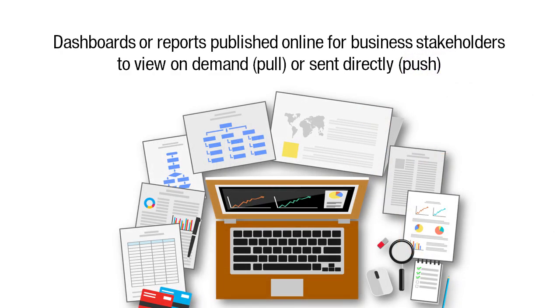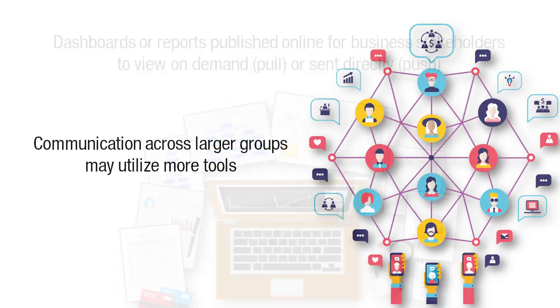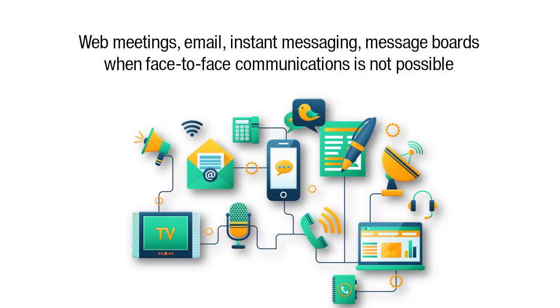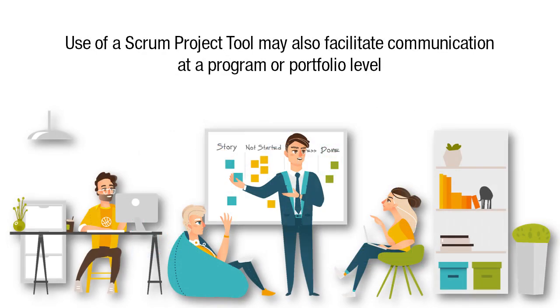For example, dashboards or reports published online for business stakeholders to view on demand, or pull, or sent directly at regular intervals, or push. Communication across larger groups may utilize more tools, such as web meetings, email, instant messaging, and message boards when face-to-face communication is not possible. Use of a Scrum project tool may also facilitate communication at a program or portfolio level.